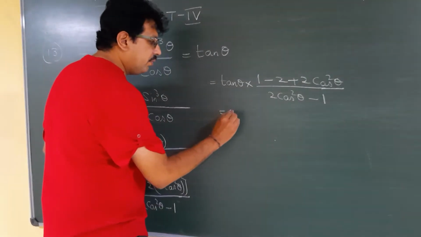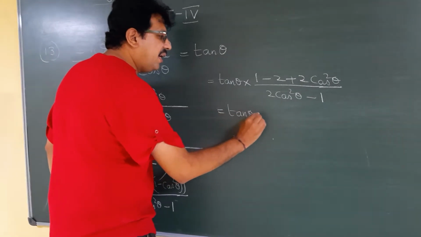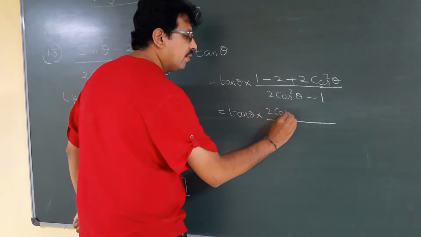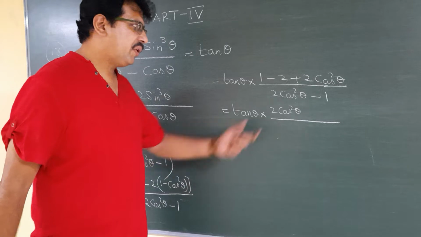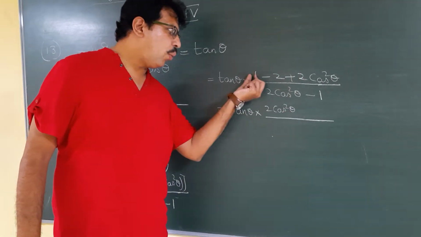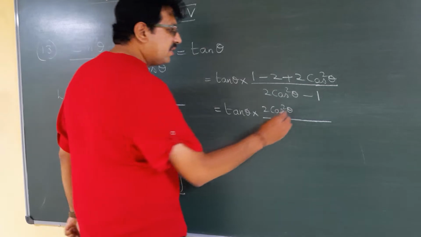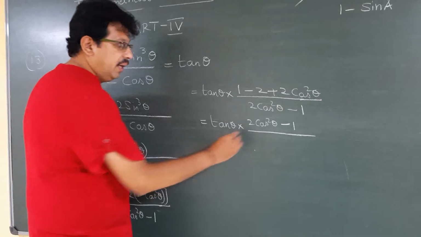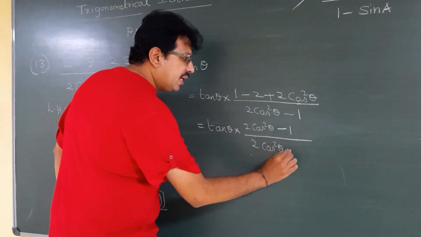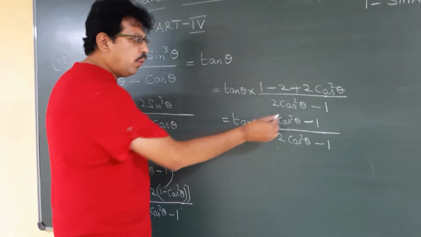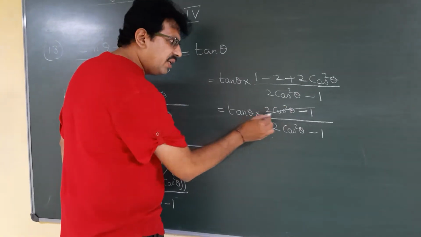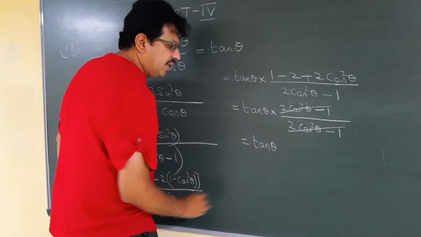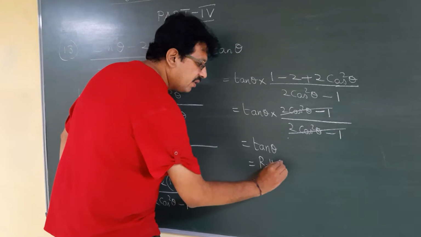So that is equal to tan theta into 2 cos square theta. We write this 2 cos square theta as it is. 1 minus 2 is minus 1. Please be very careful about this. 1 minus 2 is minus 1, divided by 2 cos square theta minus 1. You can see so clearly both are the same, so we can easily cancel this, and we get the RHS, tan theta. That is equal to the right hand side.